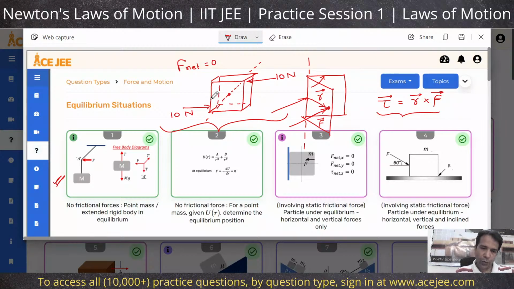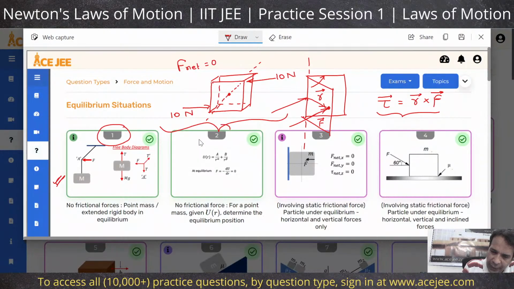Okay. So for the first type of question, once again, we'll be dealing with scenarios with a particle or an extended rigid body under multiple external forces, but with the particle or the body being in equilibrium, for which we have to equate the sum of all the forces along the x direction, y direction, and z direction to zero. Similarly, the torque about the x-axis, y-axis, and z-axis should be zero.